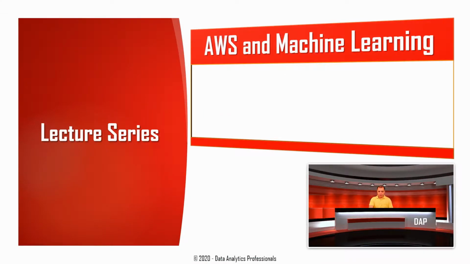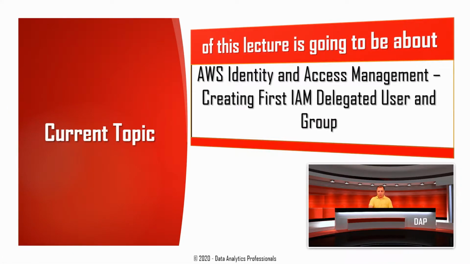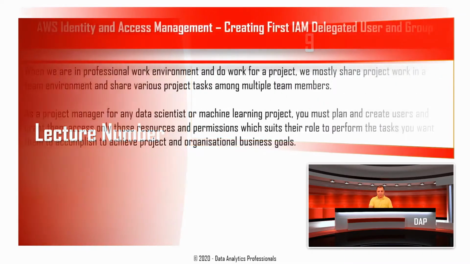Let's quickly jump into today's lecture topic. This is a lecture series about AWS and machine learning. The current topic of this lecture is AWS Identity and Access Management, and especially creating the first IAM delegated user and group. This is lecture number 9 in this series.